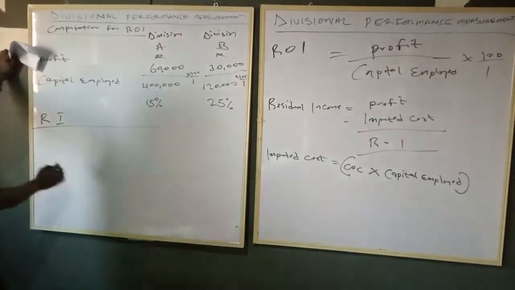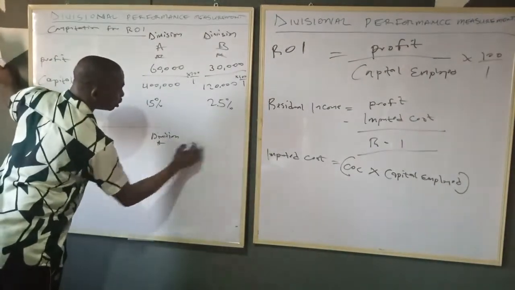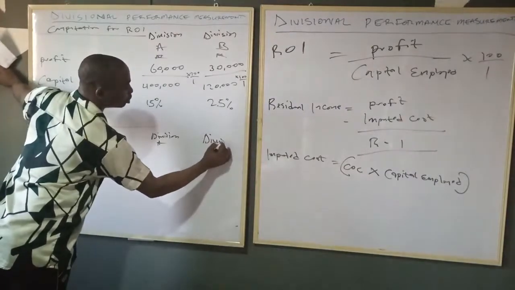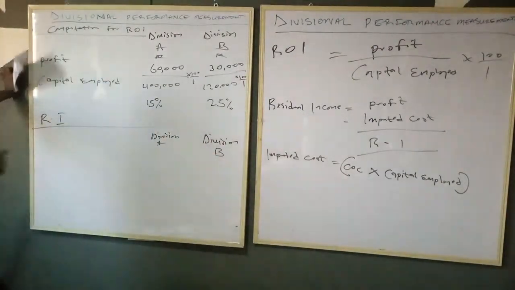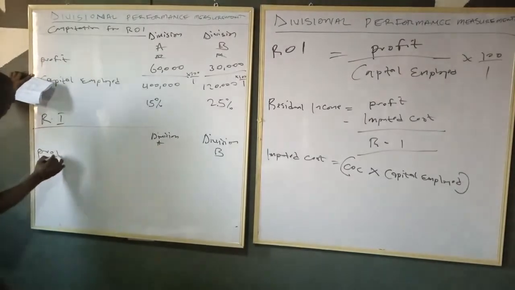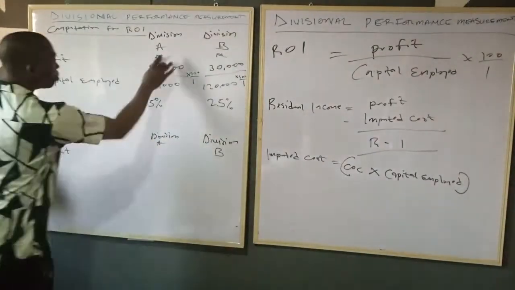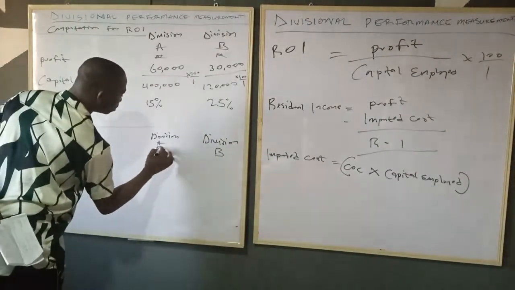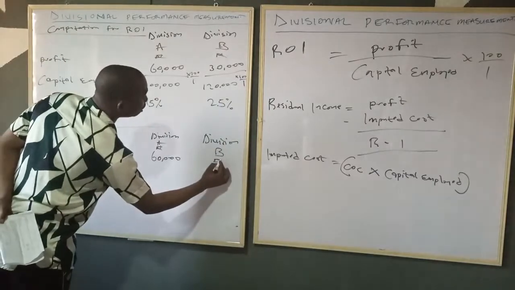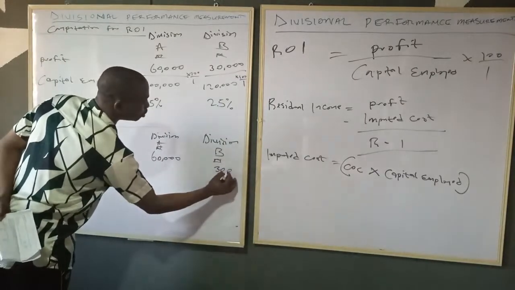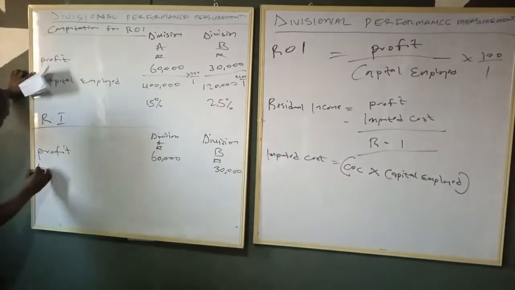We have division A and we have division B. Now, as I stated, our formula for residual income: we have profit. Profit is 60,000, and here is 30,000. Then imputed cost.